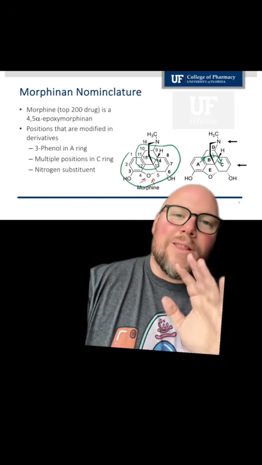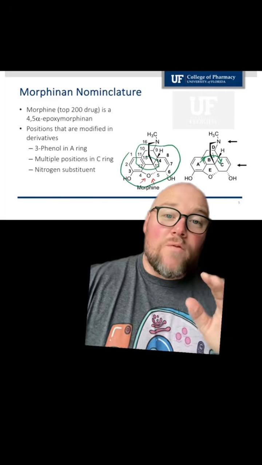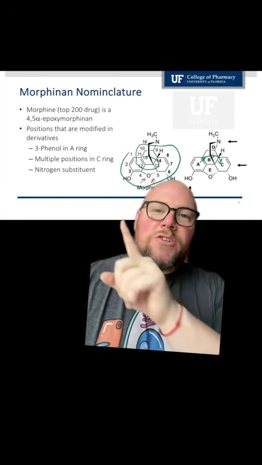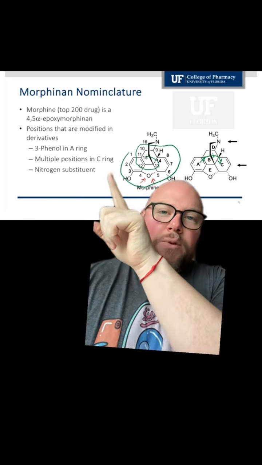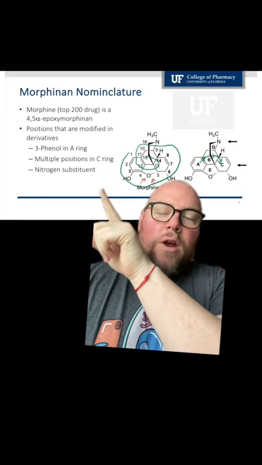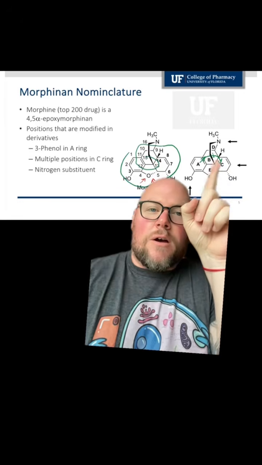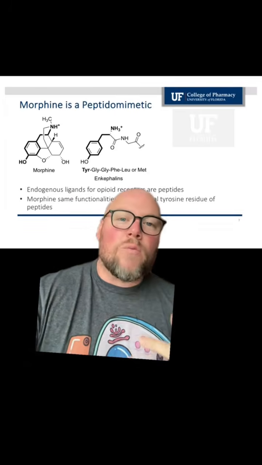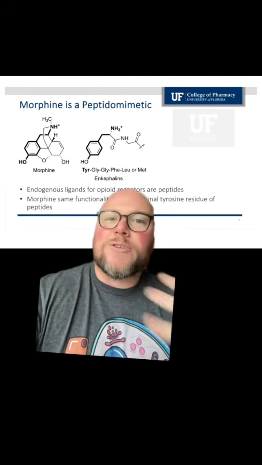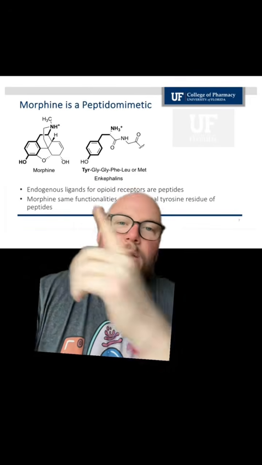The thing is, there's a lot of derivatives of morphine. So you're going to see a lot of different changes, and how they change that is either in the A ring, some positions in the C ring, or any kind of nitrogen substitutes, which is all the way up here. One cool thing about morphine is that it mimics these peptides that work endogenously, or naturally within our body. So that's how it gets its function.